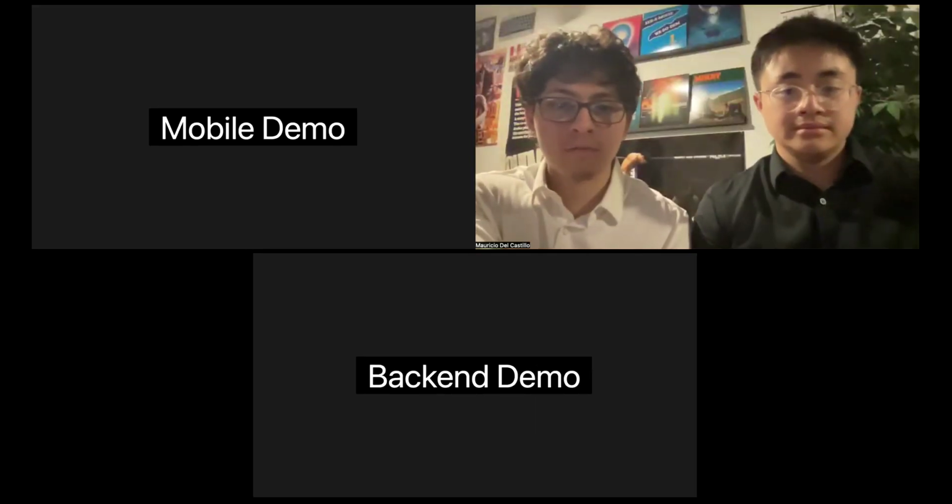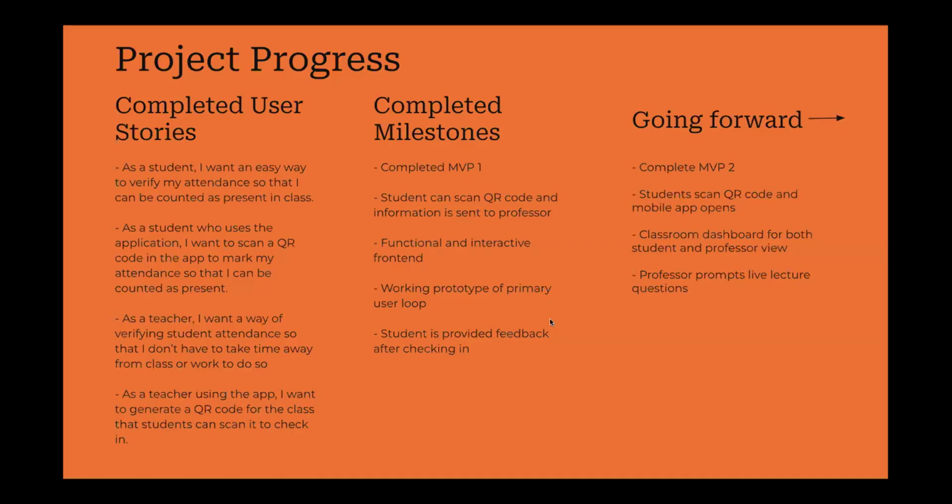So now we're going to be moving on with the presentation. Let's talk about the project progress. Currently we have completed user stories for both students and professors: the ability for students to scan a QR code and mark themselves as attended, and the ability for professors to verify that the students were attending and that their QR code is generated, which we showed with our mobile presentation and the routes.